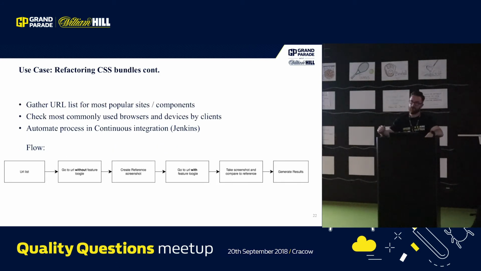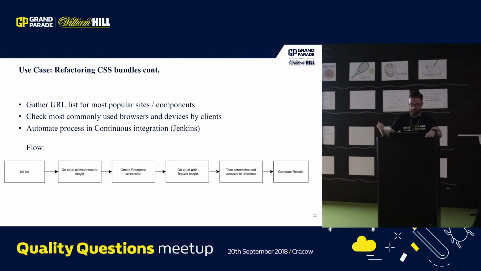So yeah, we started by gathering URL lists of our sportsbook product with the most used components and sites by customers, like football and etc. In parallel, we got statistics for device coverage from our customers, and we implemented the visual regression tests and automated the process in continuous integration. In our case, that was Jenkins.